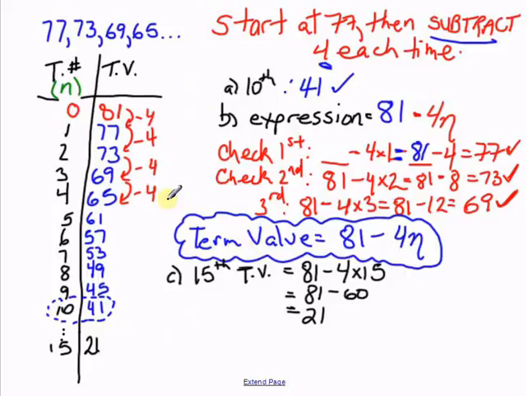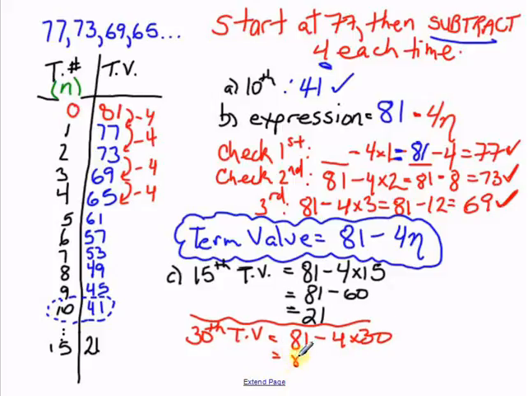And they could also ask us to figure out the 30th term value. So that's no problem either. 81, take away 4 times 30. 81, take away 4 times 30 is 120. Oh, look at this.